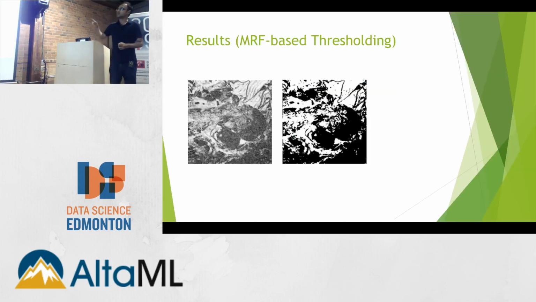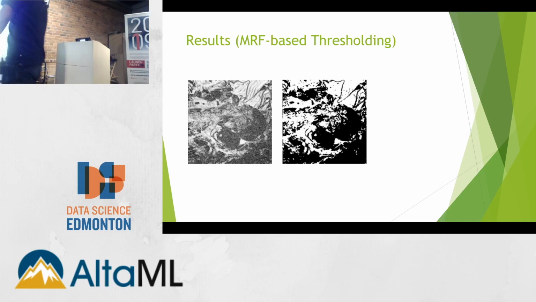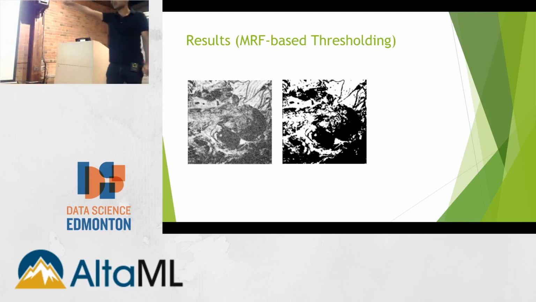So this is an example of the raw coherence that I was talking of. If you just compute the complex correlation, you would get something like this, but this is not really much useful because it's extremely grainy. When you do the MRF-based thresholding, you get the image on the right. The image on the right is actually the training target.